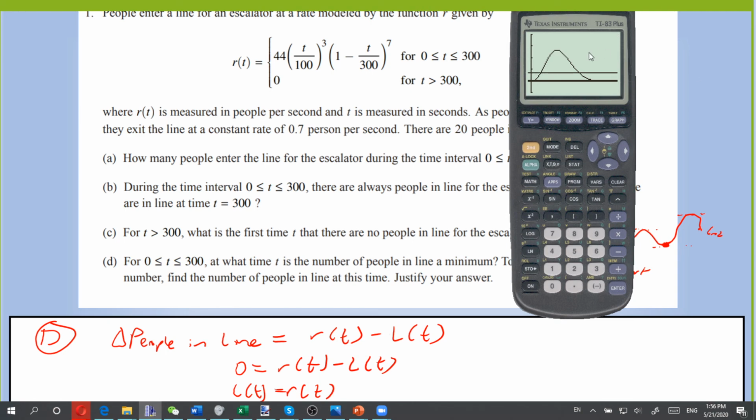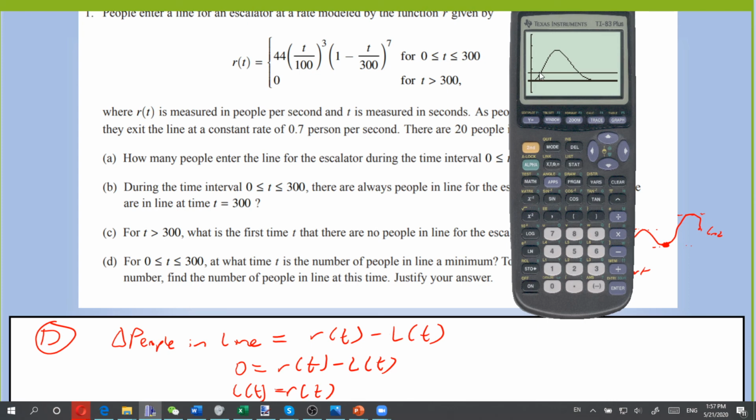Okay, so I need those two intersects, intersect A and intersect B. So I'm going to second calculate an intersect. It's going to ask me for a first curve, second curve, and a guess. So here's my first curve, second curve, and my guess is when they cross. I'm going to leave it there, and it'll give me B. So B is 166.6 seconds. Second quit, X store as B in case we need it.